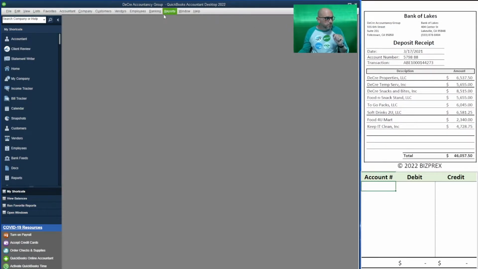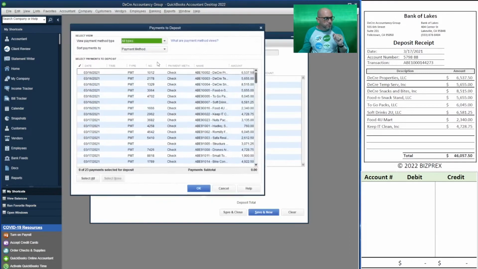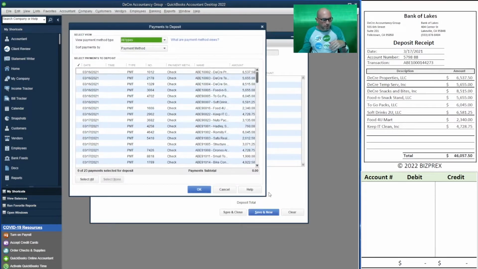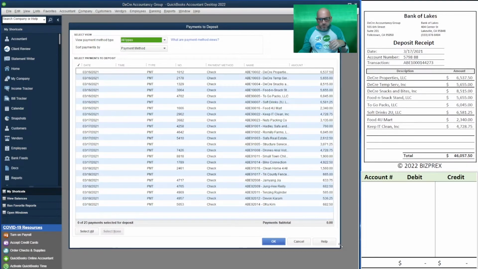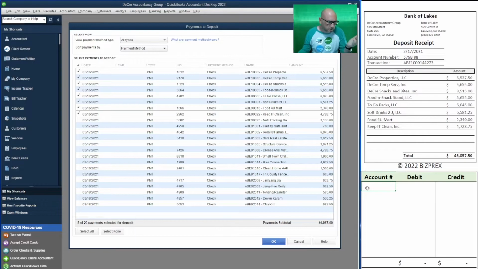So here it is, banking, make deposits. See, they're all lined up here, and we're going to make those deposits. All right, first ones we have right here. $46,057.50 makes sense. So let's document what's going to happen here before we move forward.